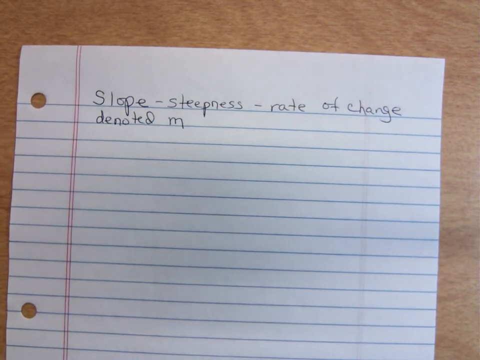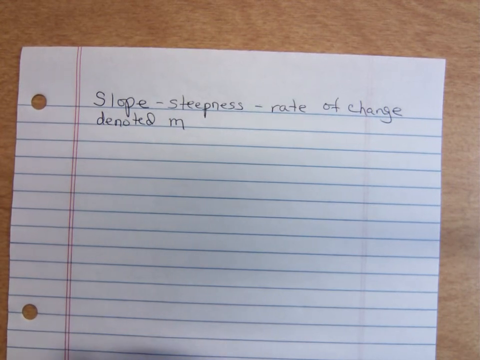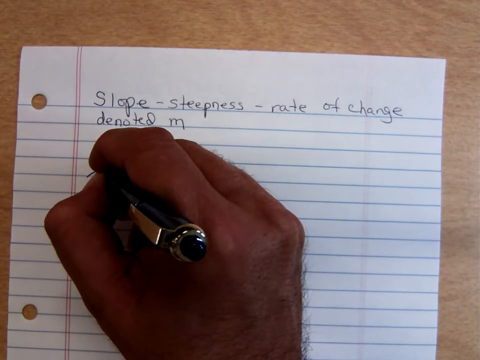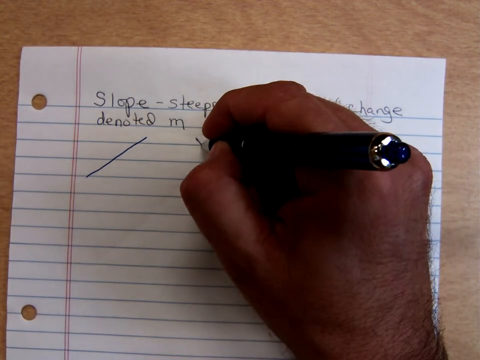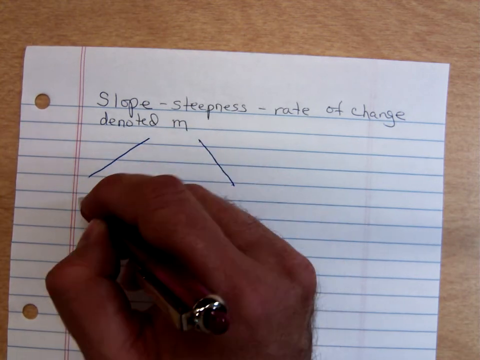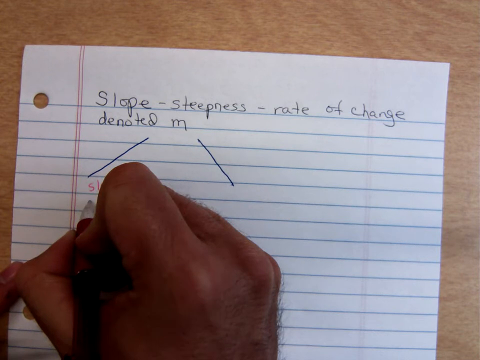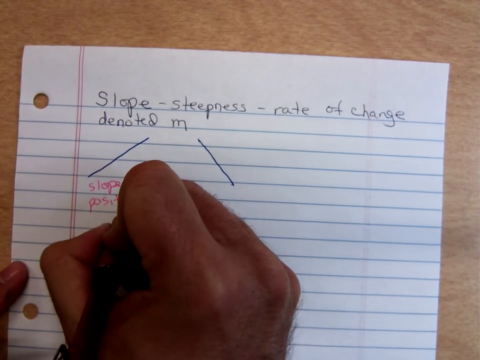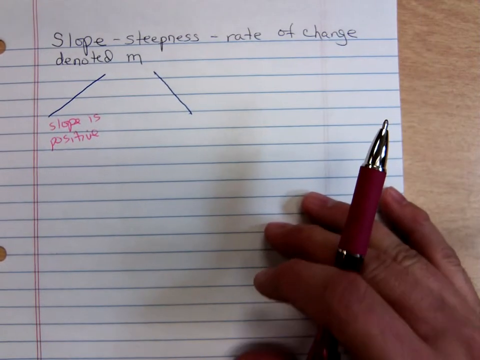And there's basically four shapes that a line can take. A slanted line can only look one of two ways. Either it's slanting upward to the right or downward to the right. If it's slanting upward to the right, it has a positive slope. If the line is slanting downward to the right, the slope is negative.